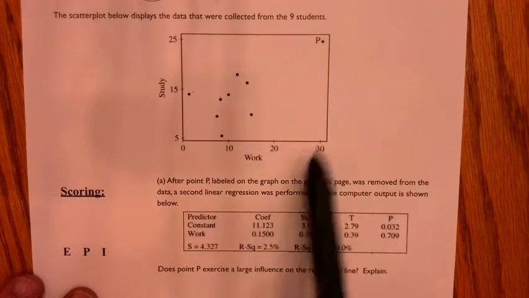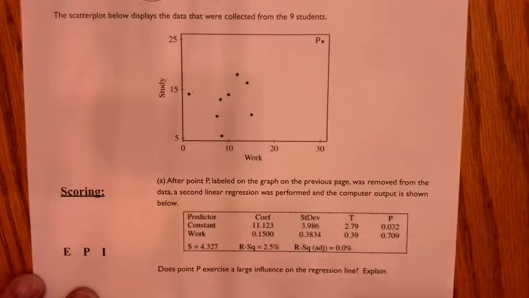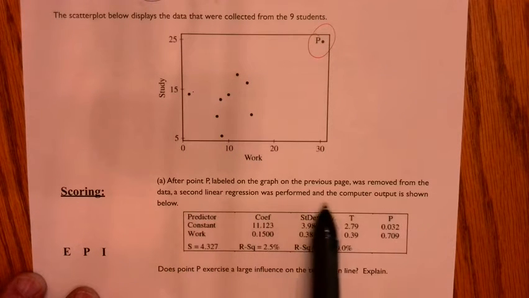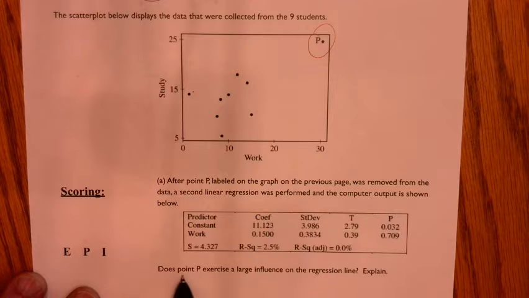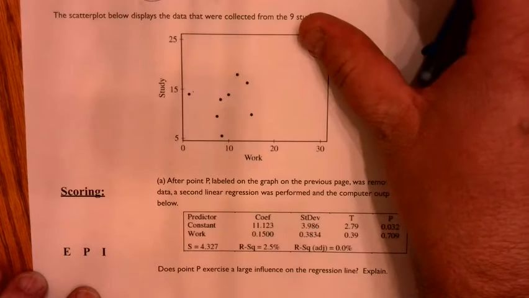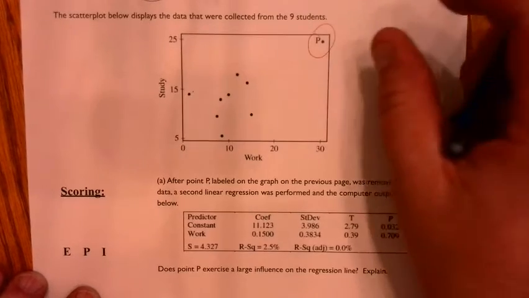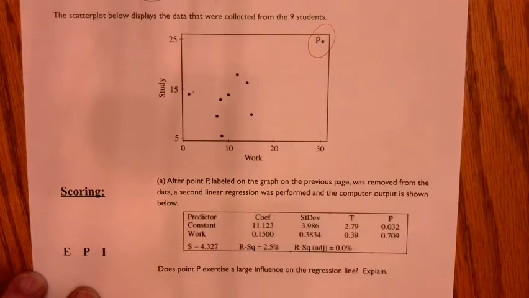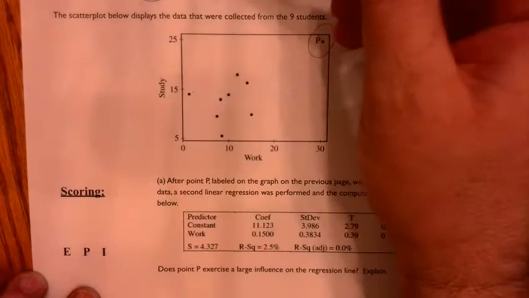So after point P, labeled on the graph, so that one up there, was removed from the data, a second linear regression was performed and the computer output is shown below. Does point P exercise a large influence on the regression line? Explain. I think yeah. I can say yeah right now because it's going to strengthen that pattern going up there. But let's look. We'll see what happened, and let's look at everything.